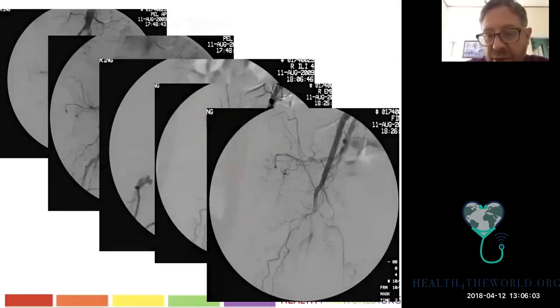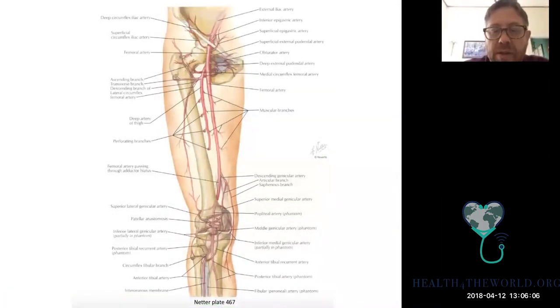Okay, because there's multiple branches that take over, not just that one. So the SFA, a superficial femoral artery, has a few muscular branches, and the profunda has many more. The lateral circumflex femoral artery gives off this descending branch. A lot of times people will confuse the descending branch with that of the profunda, but they're different.